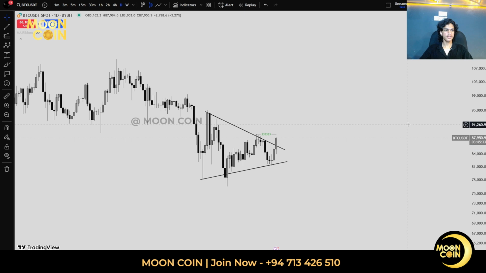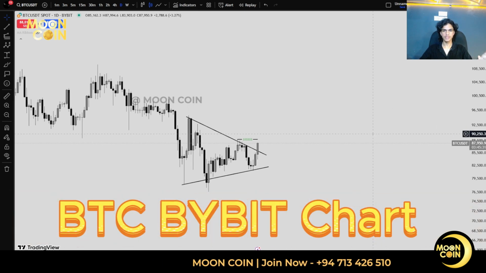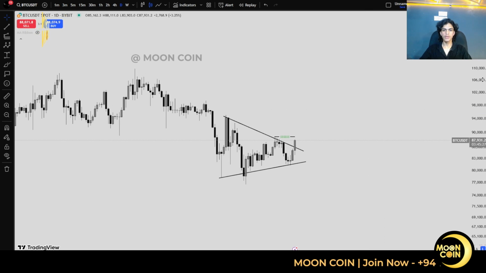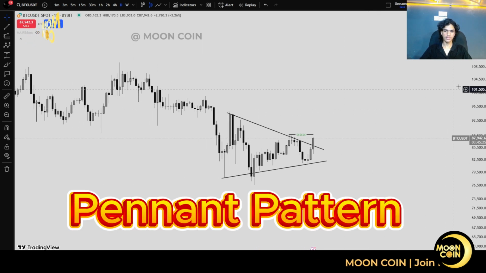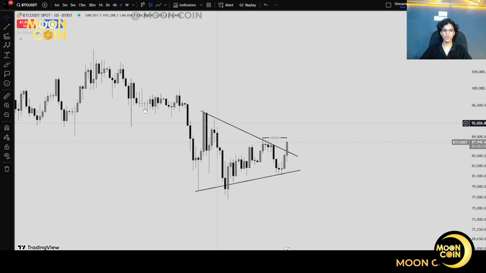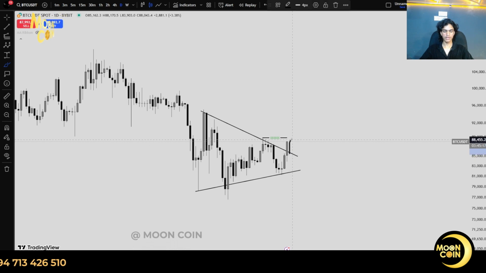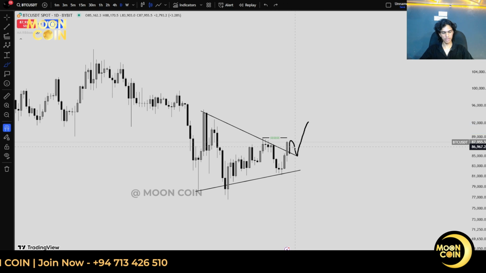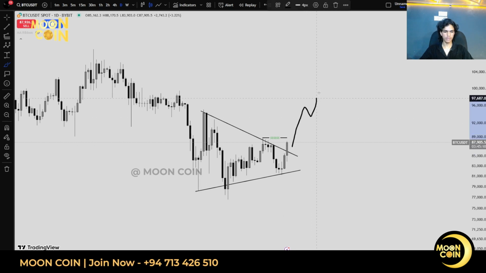So as you guys can see, I'm on the BTC Bybit chart here, okay, and the current market is making a pennant pattern as you can see on the screen, and it has broken to the upside. You can see it has broken aggressively to the upside, and I'm expecting a pullback. Okay, if not, it can be very aggressive from here.